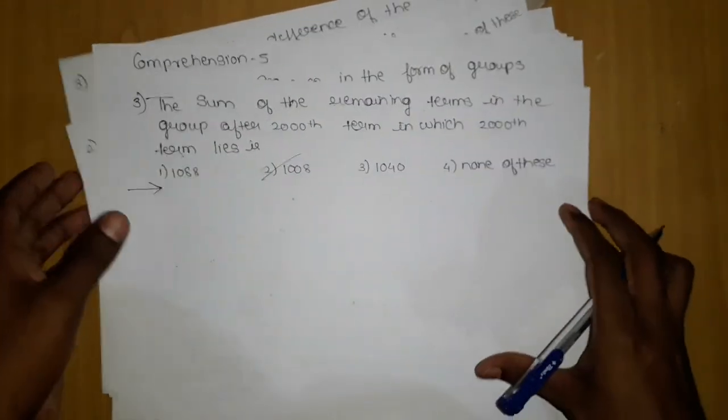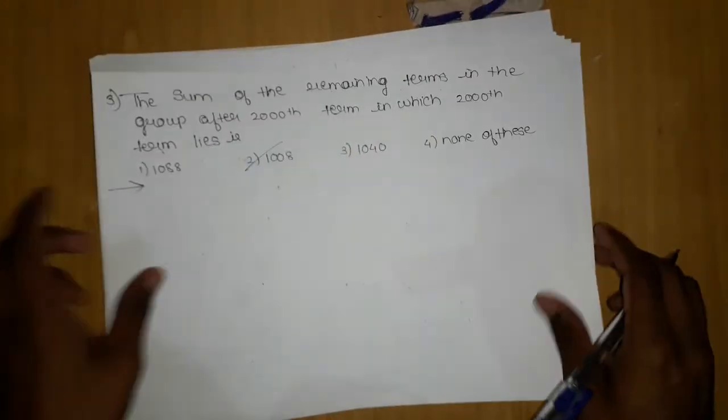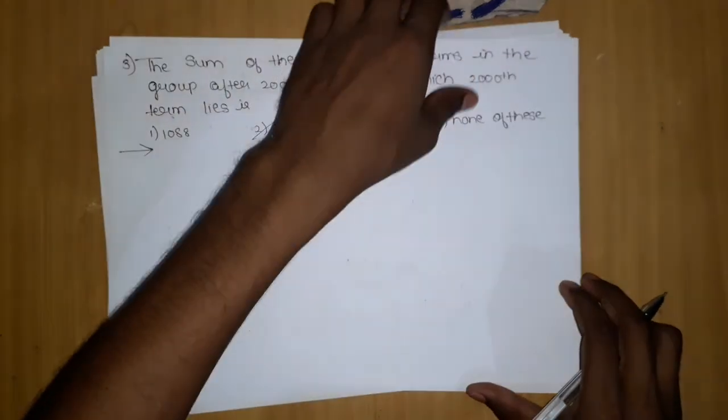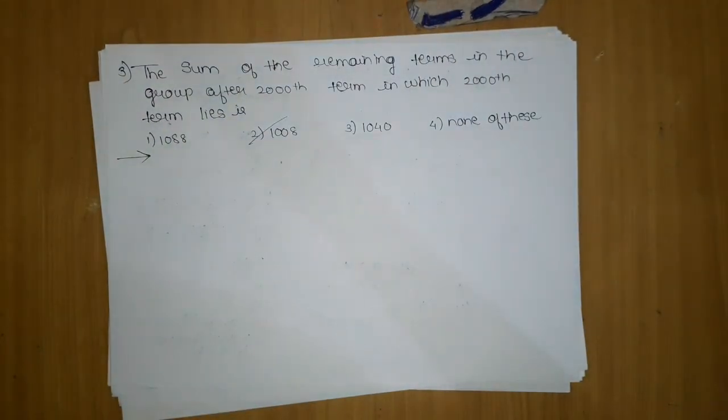So we are done with 5 comprehensions, and we will continue with the rest of the comprehensions in the next lecture. Till then, continue, and we are very close to wrapping up the series and progression section and moving to the inequality part, the AM greater than GM type of questions in sequence and series.